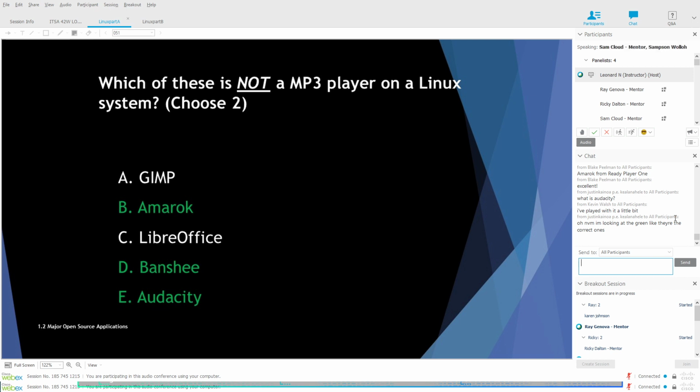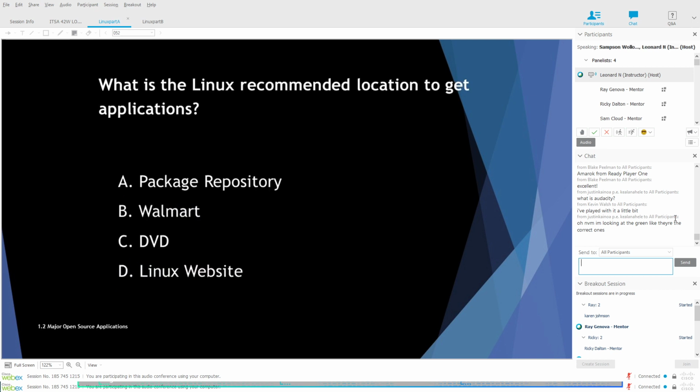Yeah, the green, that's what I was saying, is that GIMP and LibreOffice are the correct answers here. That one was just reversed for some reason. Right. What is the Linux recommended location to get applications?